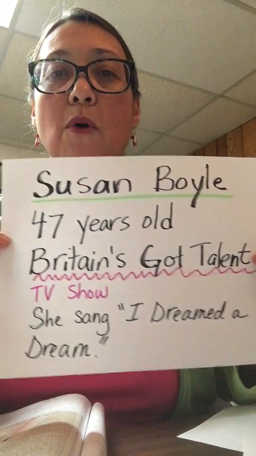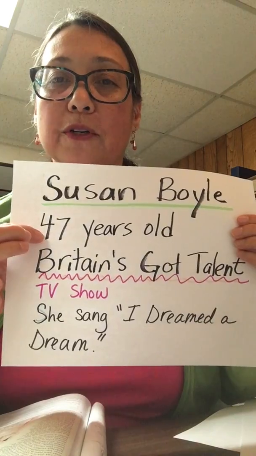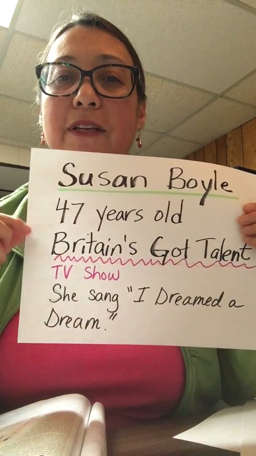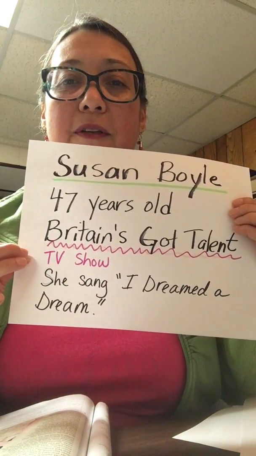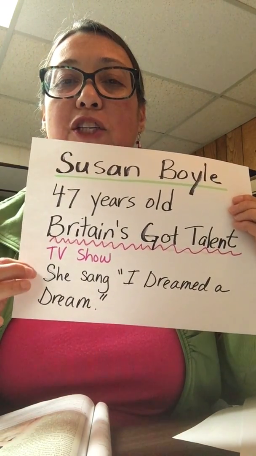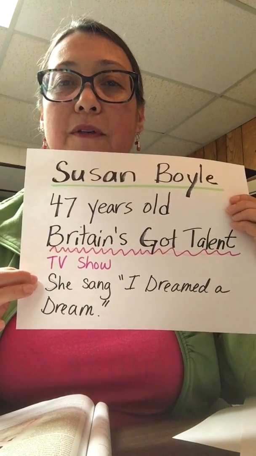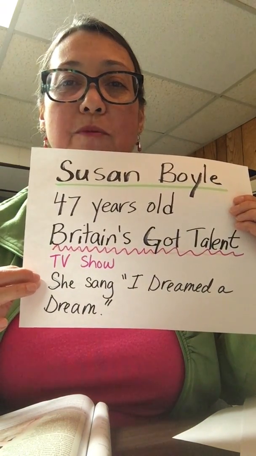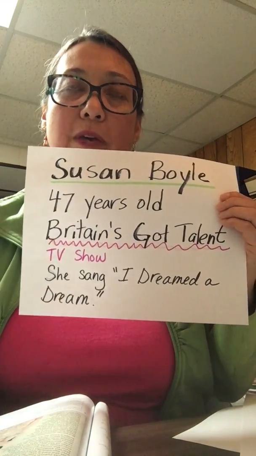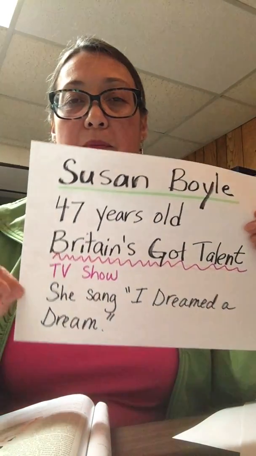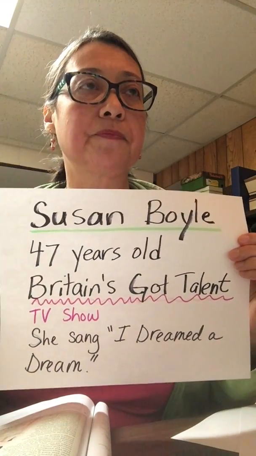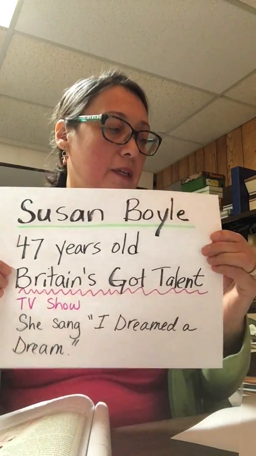I'll tell you who she is. Her name is Susan Boyle. Yes, she is older. How old is she here? 47. And she was on Britain's Got Talent. Do any of you know this show? It's a TV show. And she sang on this show in front of judges. She was an amateur. She was not a professional, which some of you guessed. She sang I Dreamed a Dream, which is the song from Les Miserables, a famous musical. Correct.